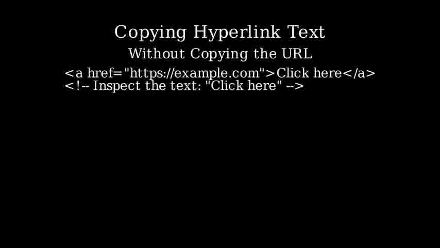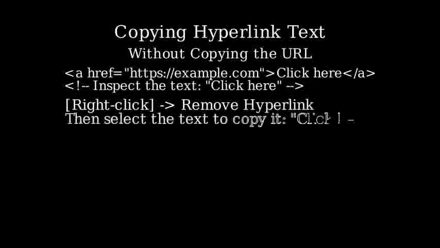Next, let's look at Microsoft Word. If you have a hyperlink in Word and want to copy only its text, simply right-click the link and choose Remove Hyperlink. Then you can select the text and copy it without the URL.